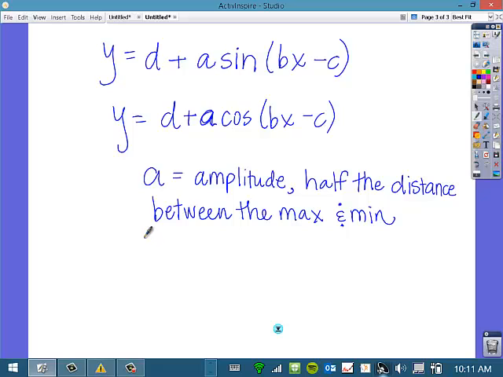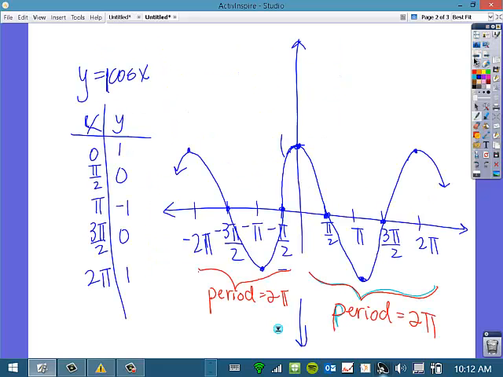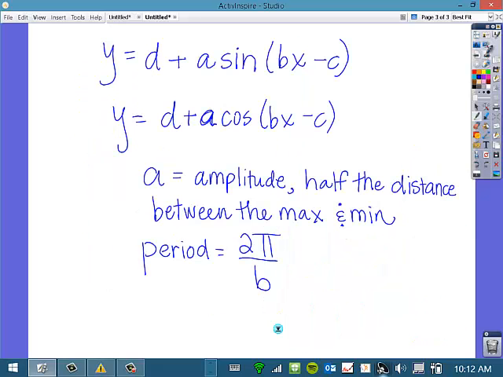Okay, then you use b to help you find the period. So the period is going to be 2 pi over b. So you take this number that's stuck on your x and you divide 2 pi by it, and that's how you find the period. So if we go back to our parent function, b is 1. I only have a 1 in front of the x. So 2 pi divided by 1 is 2 pi. So that's beautiful.